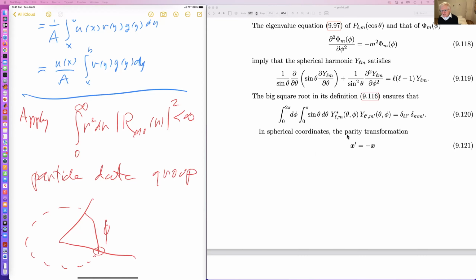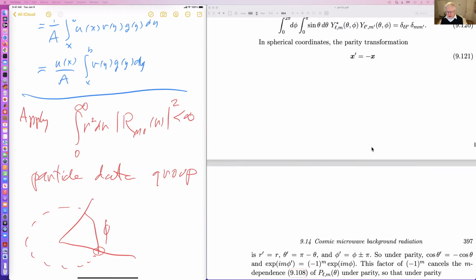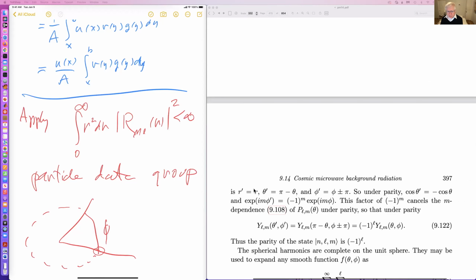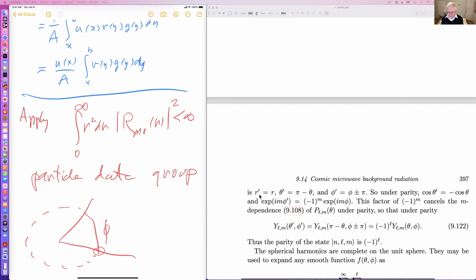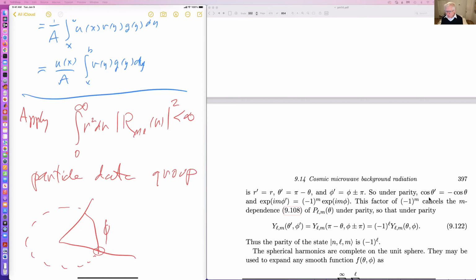And in spherical coordinates, the parity transformation, in other words, reflection of the 3-vector x, is: r is unchanged, but theta goes to pi minus theta, phi goes to phi plus or minus pi, and so cosine theta prime is minus cosine theta, e to the im phi prime is minus 1 to the m e to the im phi. And so that's a minus 1 to the m. That cancels the m dependence of this under parity.